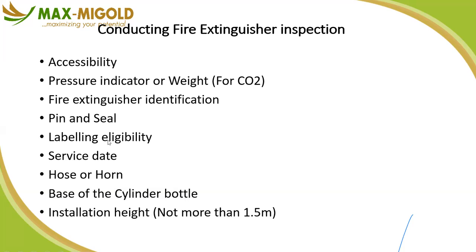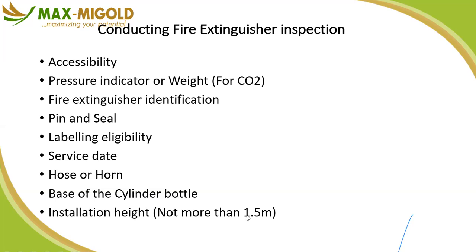Again, labeling should be legible. The writings on the extinguisher should be legible. You should be able to read that. The service date, when it was last serviced, and the next due date for servicing should be clearly stated on the extinguisher. The hose should be in good condition. The base of the cylinder bottle should not be rusted, and even the extinguisher should not be placed on the floor.